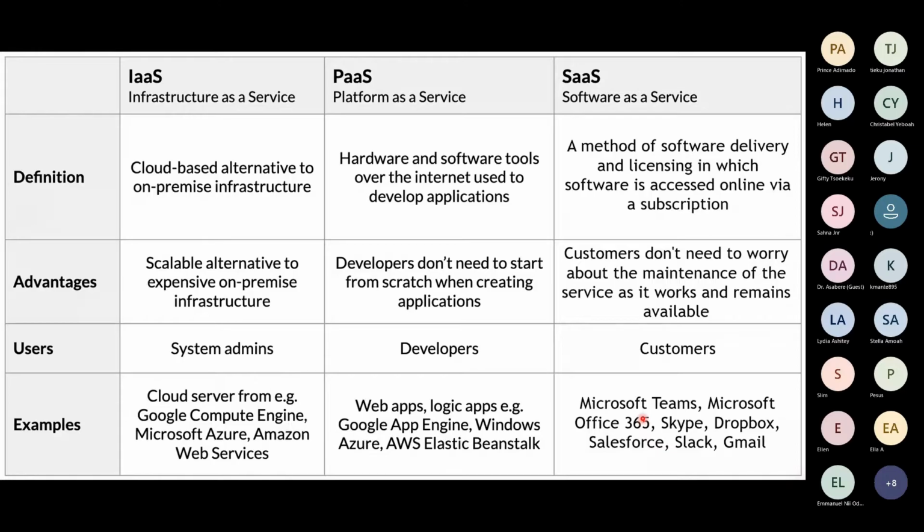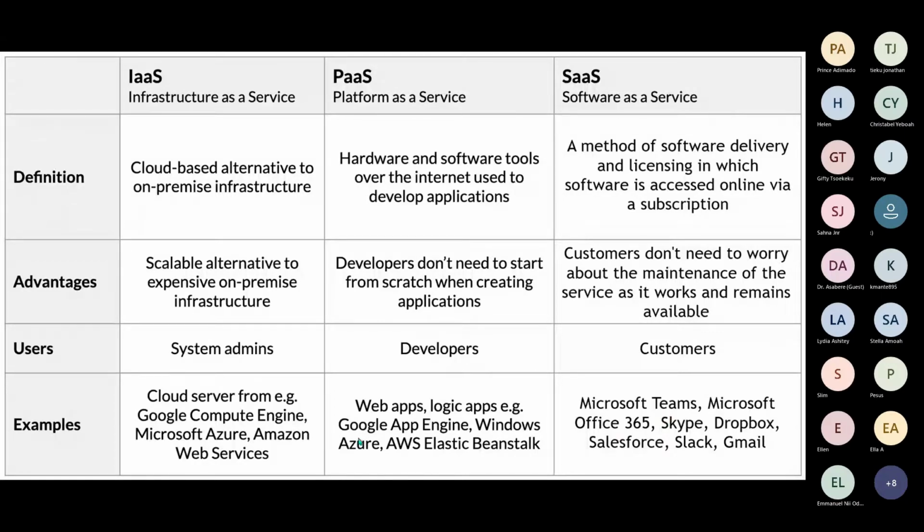How it's maintained, how it's managed, we don't care. We just use it. So Microsoft Office 365, Skype, Dropbox, Gmail, Slack. These are some examples of this type of software as a service.